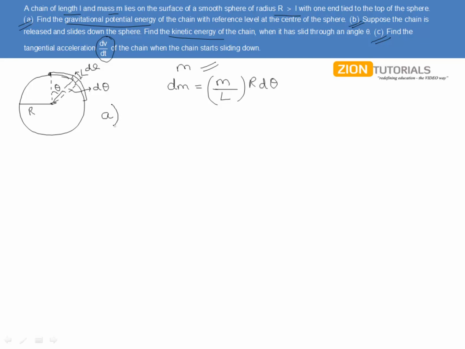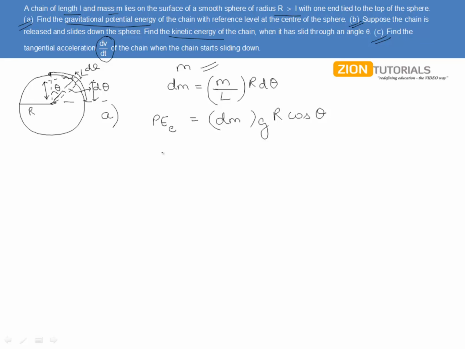So for the first part, we need to find out the gravitational potential energy. Now let us first find the potential energy for the element, which will be the mass, that is dm, g into height. What is height over here? Height is this one, which is r cos theta. We got it from here. This is r, this is theta, so this is r cos theta, right?